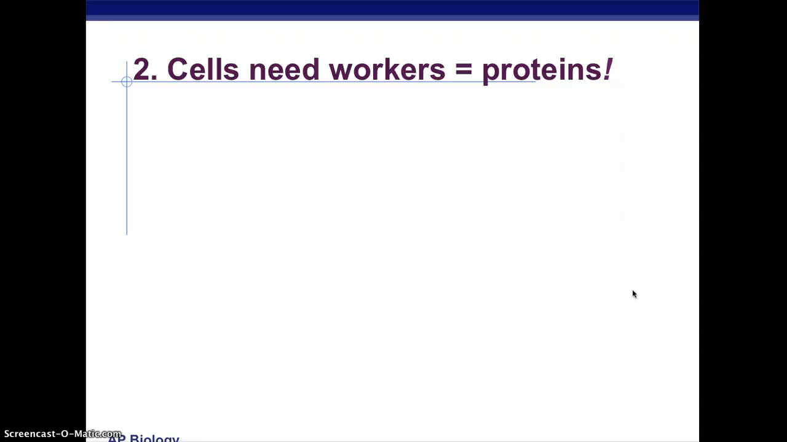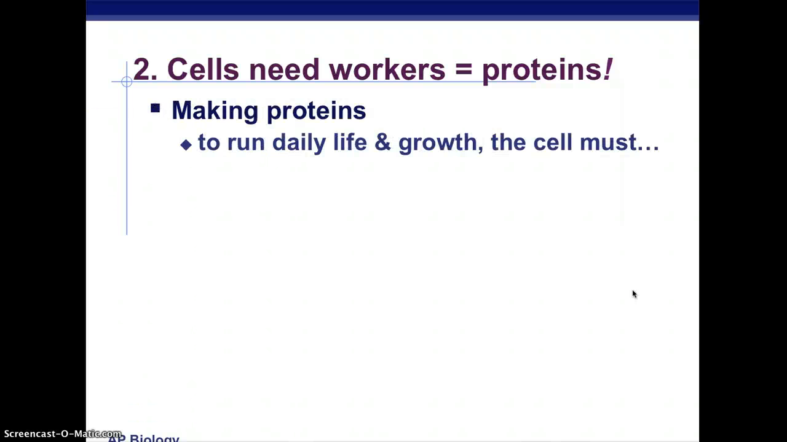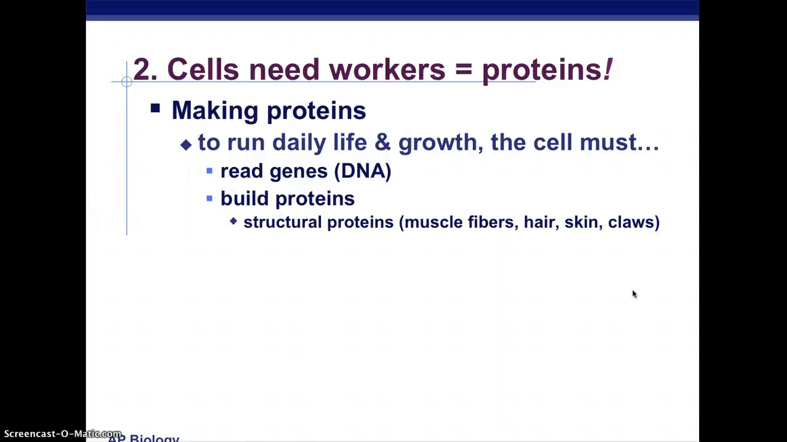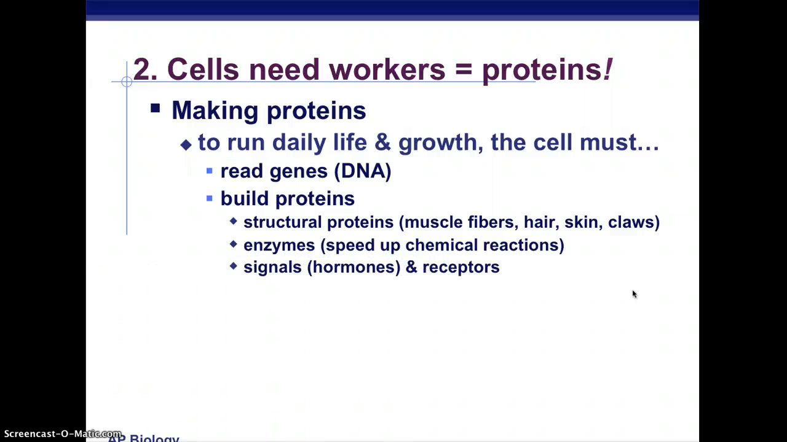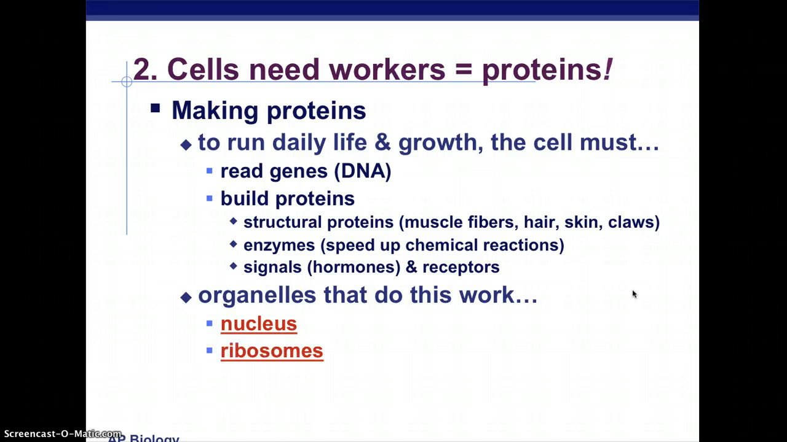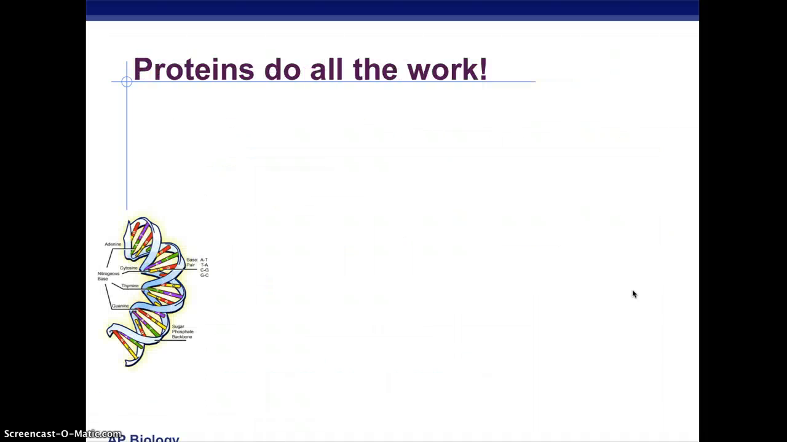So the second job of cells is to make proteins. The cell workers need these proteins to do everything. So making proteins to run life, growth, etc. We need to be able to read the genes, our DNA, and build the proteins: structural proteins, proteins that will function as enzymes, proteins that will be signals that allow the cells to talk to each other. And the organelles that are going to do that are the nucleus, the ribosomes, endoplasmic reticulum, and Golgi body.